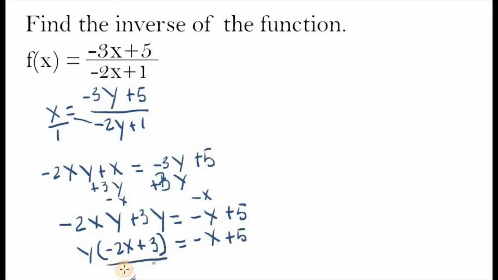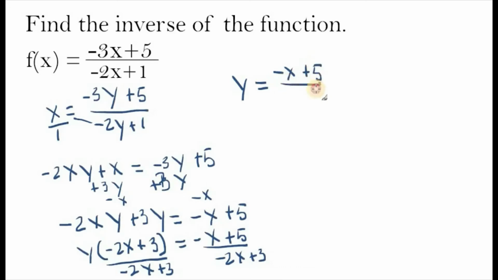All you gotta do is divide both sides by negative 2x plus 3. And you're gonna end up with y is equal to negative x plus 5 over negative 2x plus 3. That's how to find the inverse of a function.